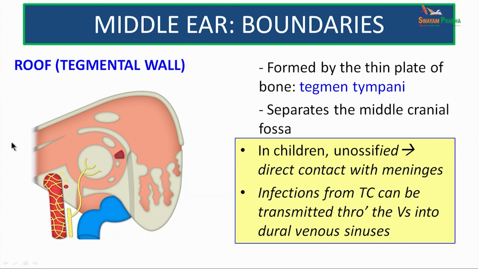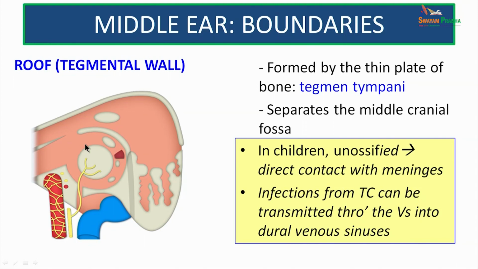So, this is the roof, otherwise referred to as the tegmental wall, because it is formed of a thin plate of bone, the tegmen tympani, which separates the middle ear cavity from the middle cranial fossa. In children, very often the tegmen tympani is unossified, and so the middle ear is almost in direct contact with the middle cranial fossa, with only the mucosa and the connective tissue intervening.